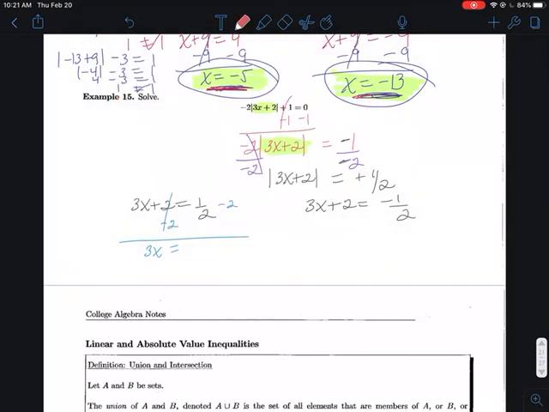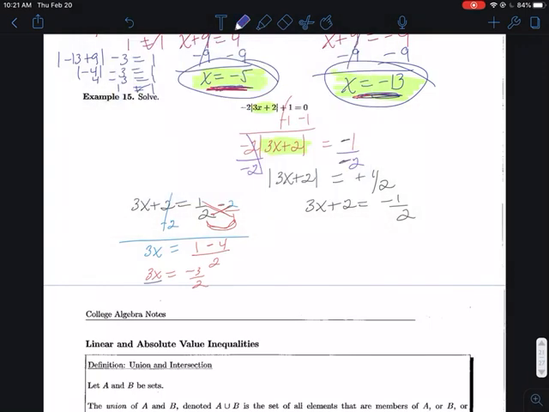When I add or subtract fractions, I use something called crisscross applesauce. So basically, this minus 2 I'm going to put over 1. And so I cross multiply. I do 1 times 1, which is 1. There's a minus sign. 2 times 2 is 4, over 2 times 1 is 2. So I say crisscross applesauce. So that gives me 3x equals 1 minus 4, which is negative 3 over 2.